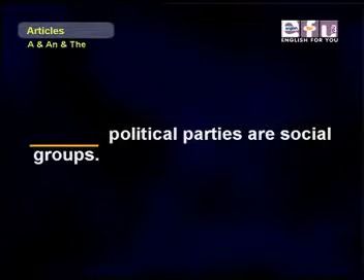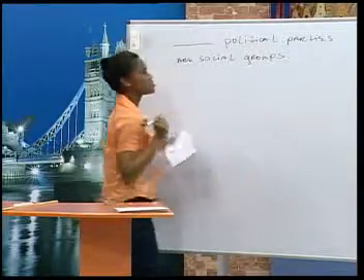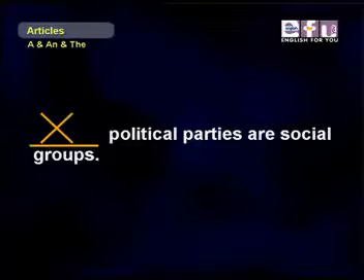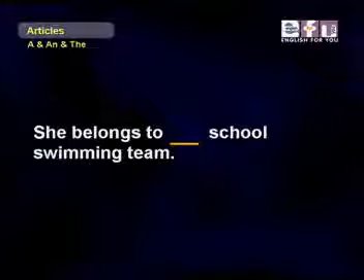Okay. Political parties are social groups. We'll start with Alberto. Can you tell us which article to use? We don't use any articles here. Political parties are social groups. That's right. Very good. All right, Sylvia, try this one.